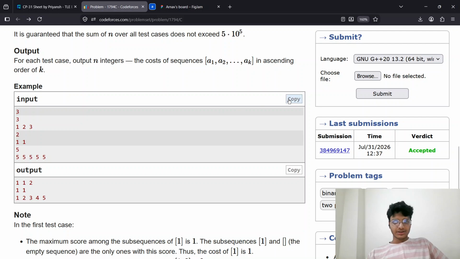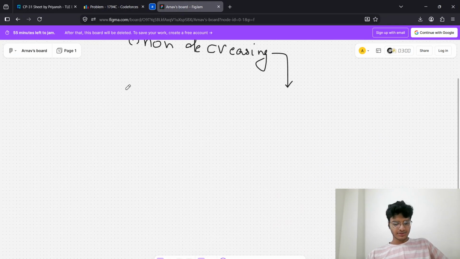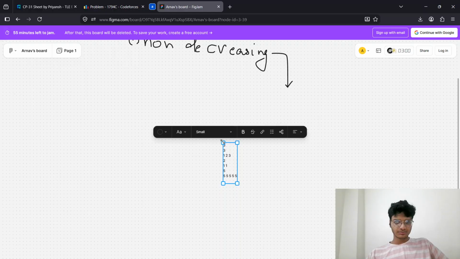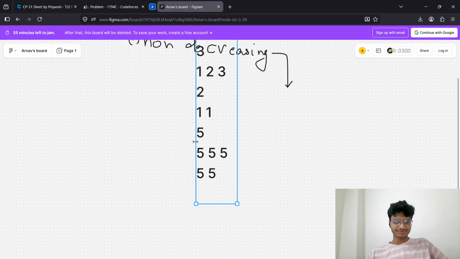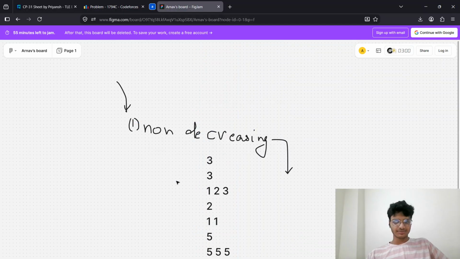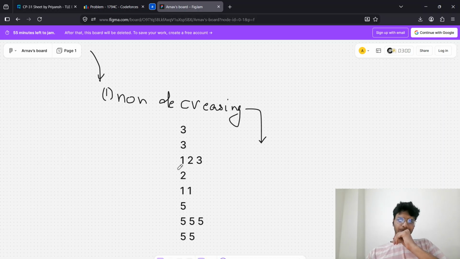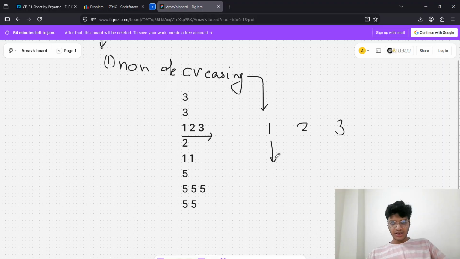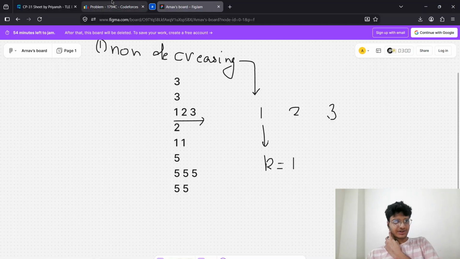So let me take the input cases. Yeah. So first of all, what is the main thing? Let's suppose what the question is saying to do. Let's suppose there is one, two, and three. For k equal to one, what is that?